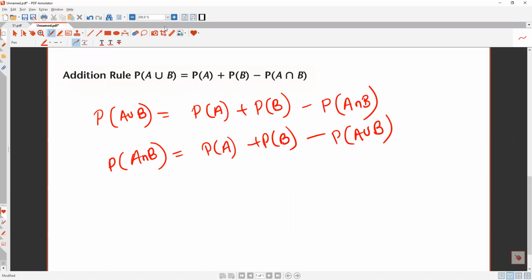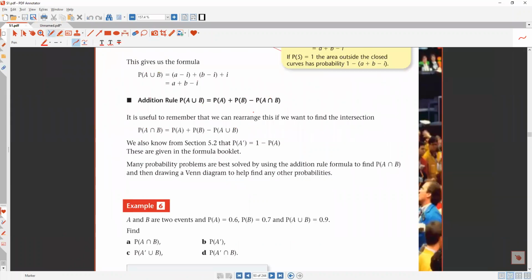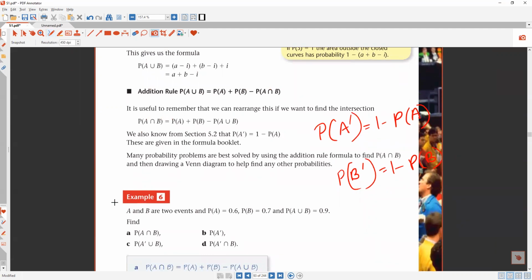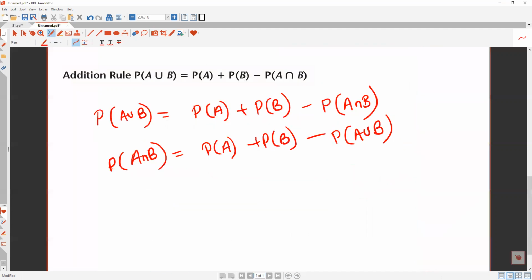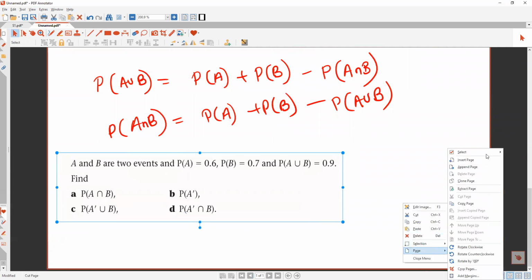Now, let's go to the next concept. You should know this formula as well. There is another formula you should know: P of A complement is equal to 1 minus probability of A, or P of B complement is equal to 1 minus probability of B. Last class I showed you how to shade. Now, here all the values are given to you. You can either start using the formula or you can draw a Venn diagram. I would say drawing a Venn diagram is a lot easier, to be honest.